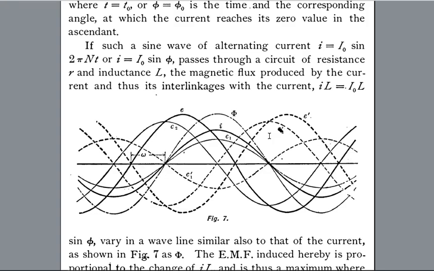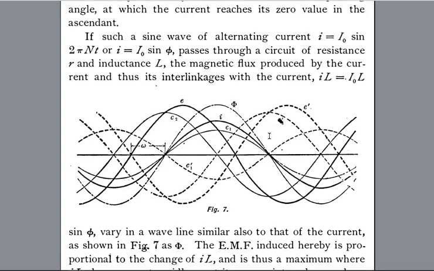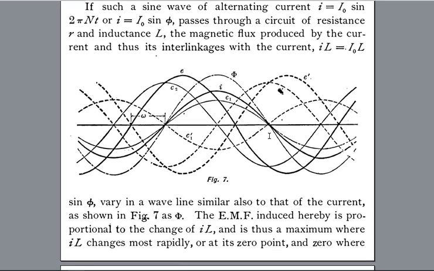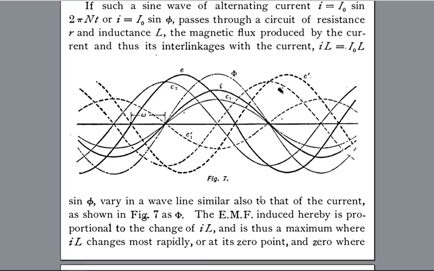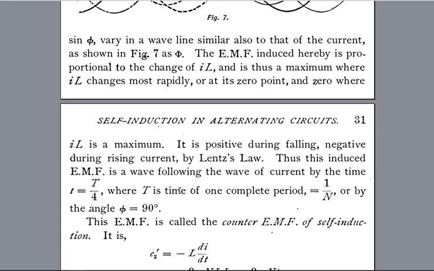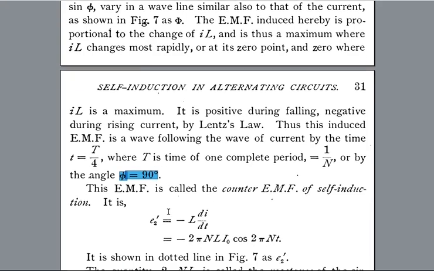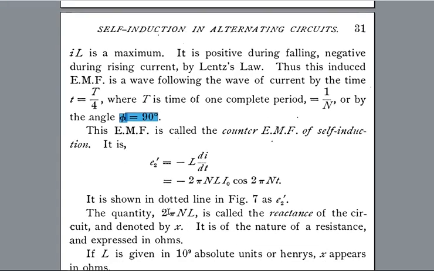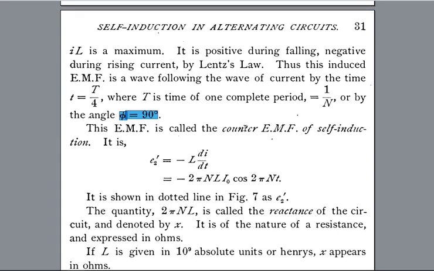The electromotive force induced hereby is proportional to the change of IL, and is thus a maximum where IL changes most rapidly, or at its zero point, and zero where IL is a maximum. It is positive during falling, negative during rising current, by Lenz's law. Thus, this induced electromotive force is a wave following the wave of current by the time t = T/4, where T is the time of one complete period equals 1/n, or by the angle φ = 90 degrees. This electromotive force is called the counter-electromotive force of self-induction.